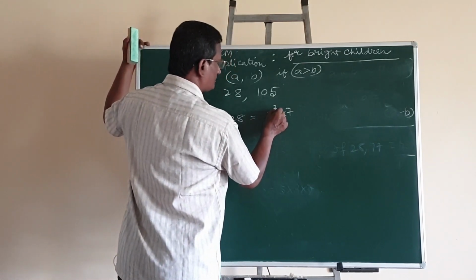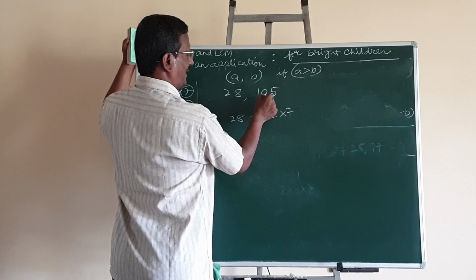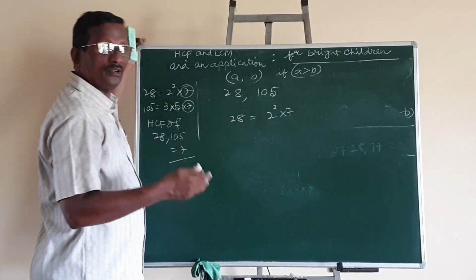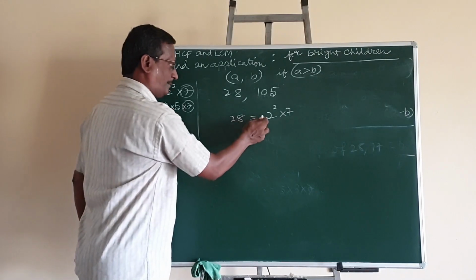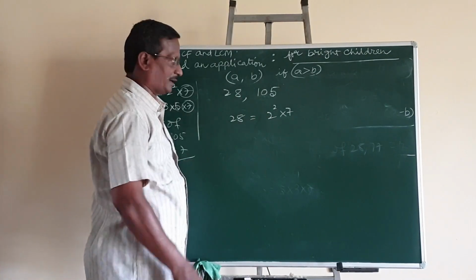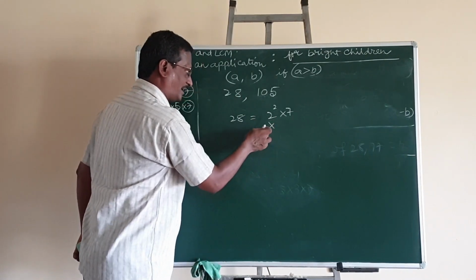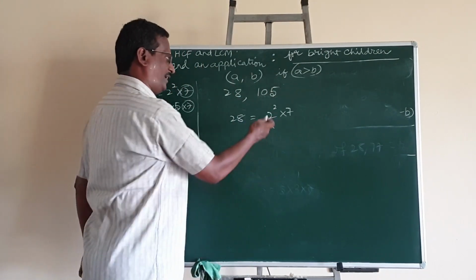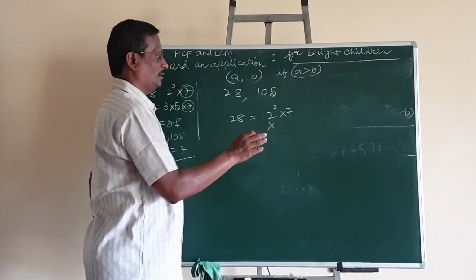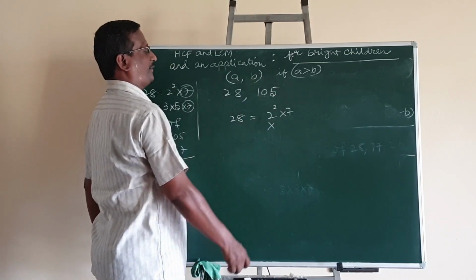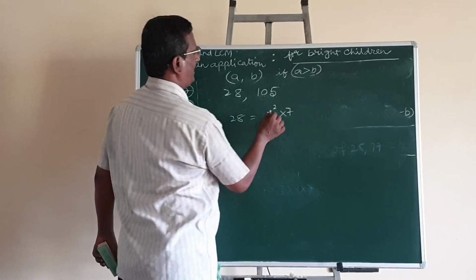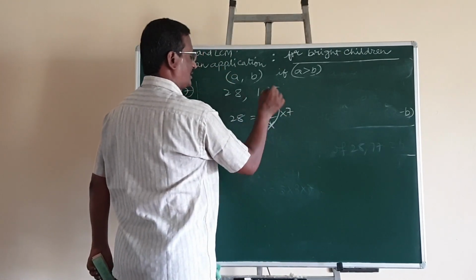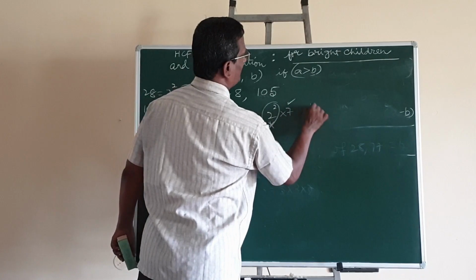Whether 2 square is dividing 105: 2 square, or 2, is an even number. An even number cannot divide an odd number. Therefore, 2 cannot divide 105, or 2 square also cannot divide. 2 square does not divide 105 means 2 also does not divide. 7 divides 105. Therefore, HCF is equal to 7.